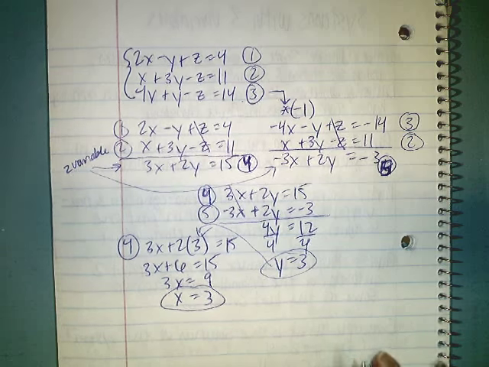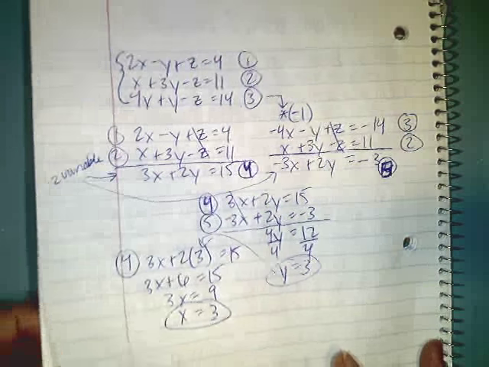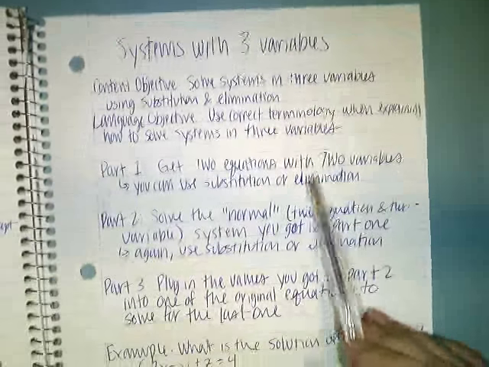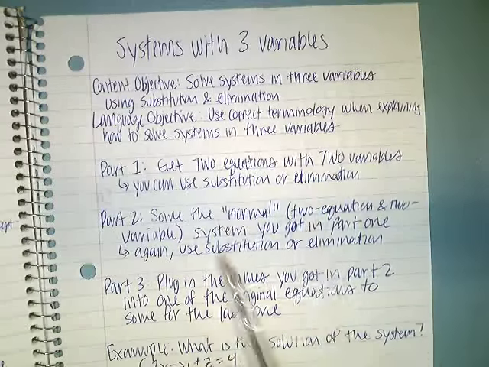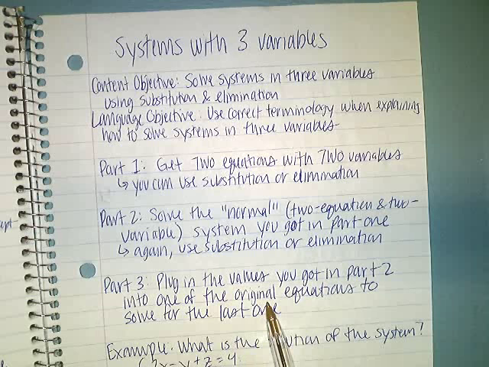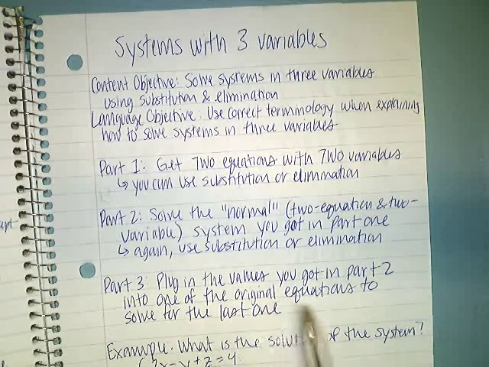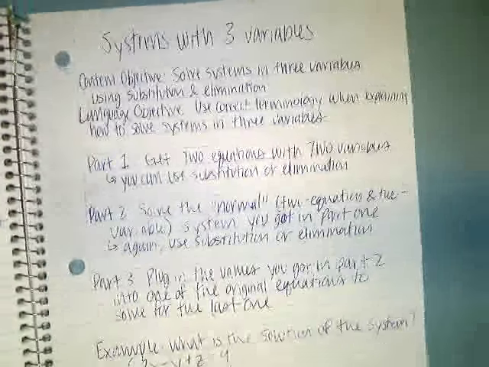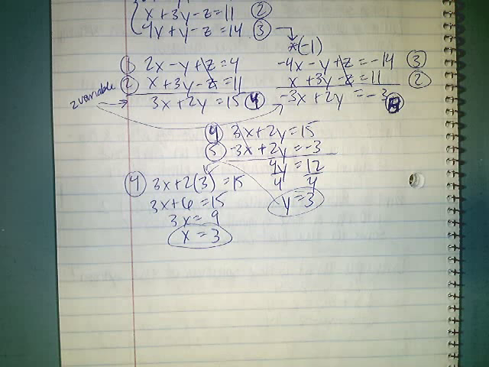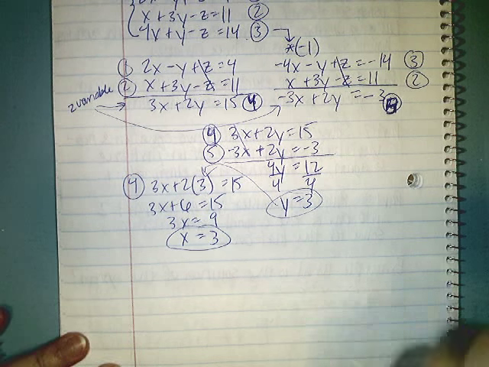Now I've finished. So if you look back to our first thing here, we did part one, we made two equations, two variables. We did part two, we solved our system. Now we're on to part three. We're going to plug in the values we got back into one of the original equations. So I can plug this back into any of the three original equations. So I'm going to plug this one back into equation 2, I guess.